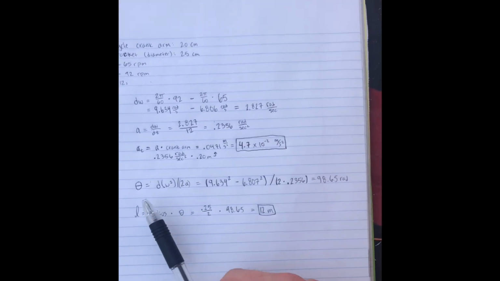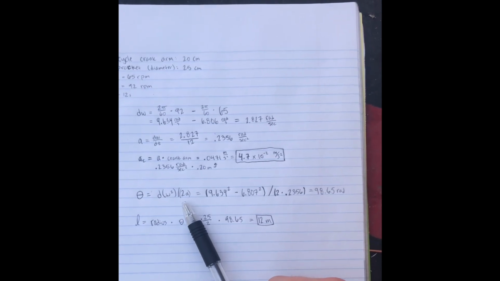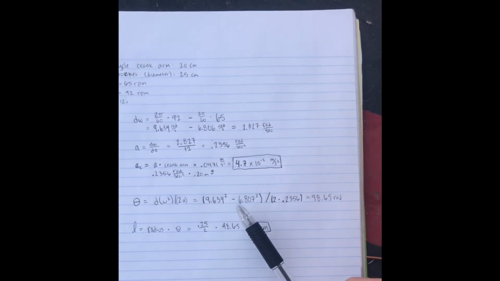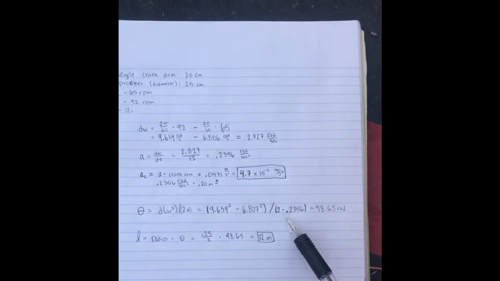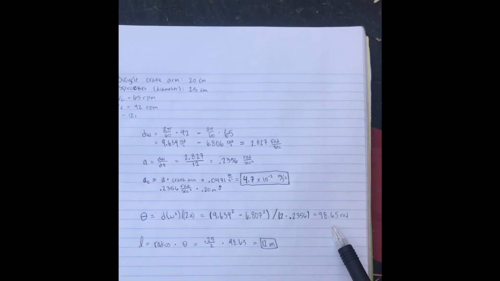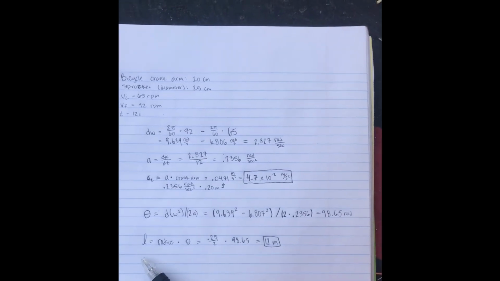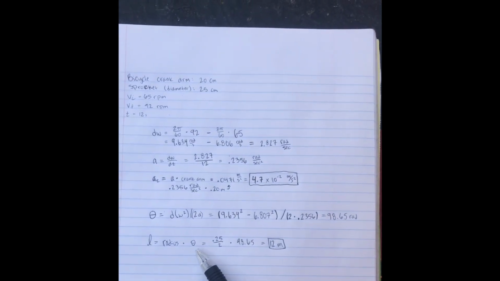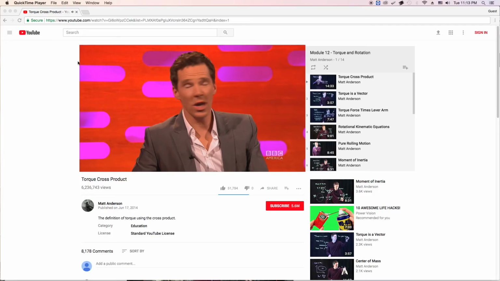Alright, moving on to the next part of the problem. We have theta as dW squared divided by 2 times the acceleration. So we have dW squared, and then we have 2 times the acceleration, 0.2356. That comes out to the angle of 98.65 radians. From there we can calculate the length, the radius times the theta, and we get 12 meters as the total length. Awesome.